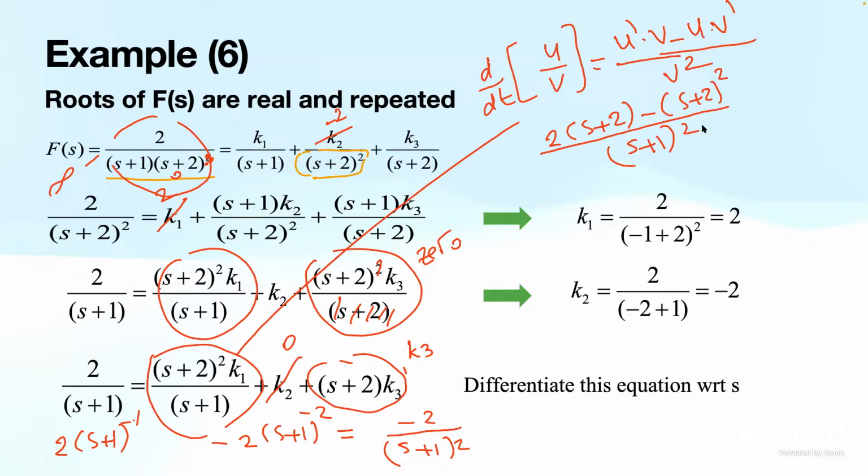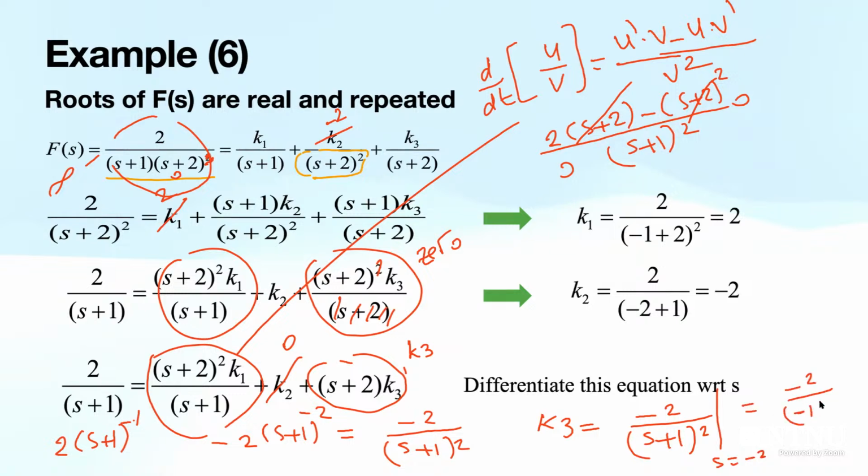And that is enough, right? This is very enough. Because we will take the first derivative, and after that, we will take the limit as s goes to minus 2. And then when s equals minus 2, that part will be 0, that part will be 0. So in fact, the k1 will disappear. So what will remain here is k3 equals minus 2 divided by s plus 1 squared. Take the limit as s equals minus 2. So it will be minus 2 divided by minus 1 squared, so minus 2 divided by 1 equals minus 2. So it will be just minus 2.